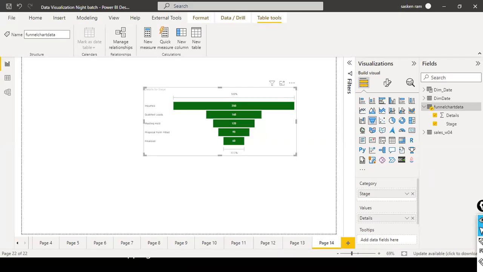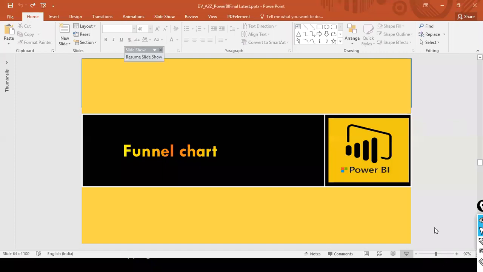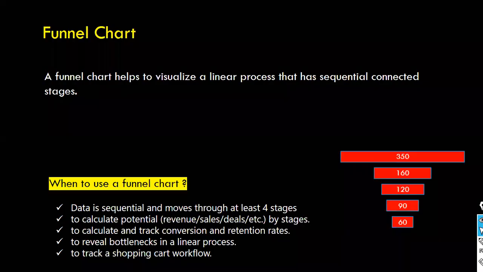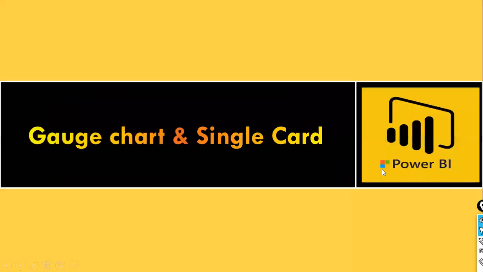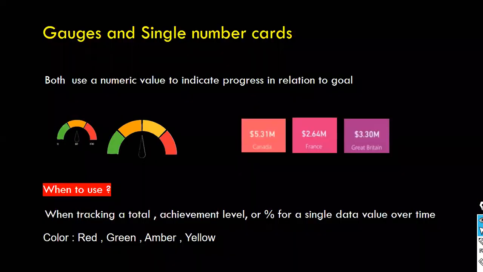The next one is the gauge chart. The gauge chart shows the minimum, maximum, and current value against the target value. The gauge chart is used to represent the KPI. KPI stands for key performance indicators like sales, profits, or revenue.